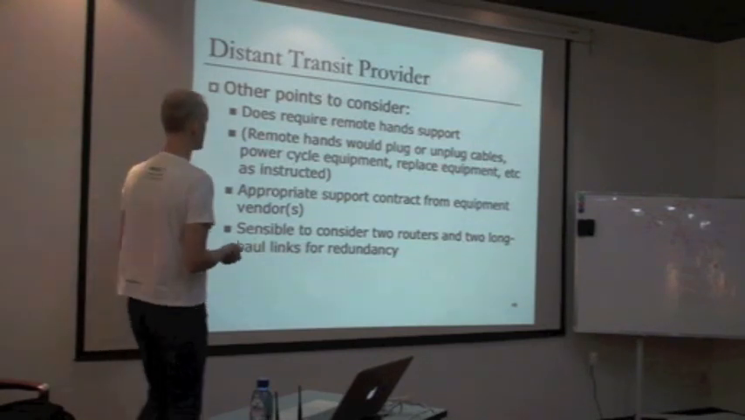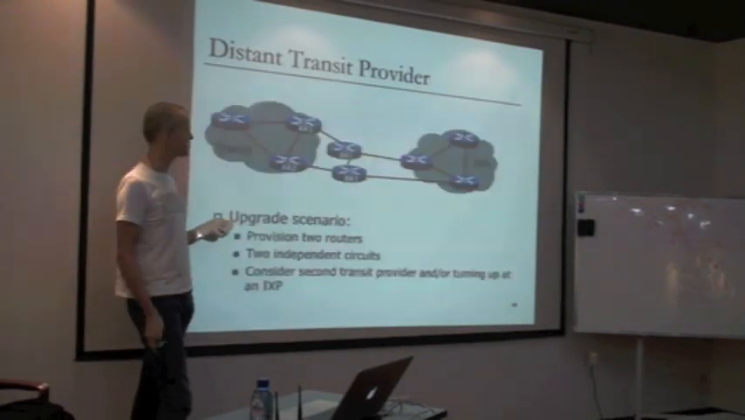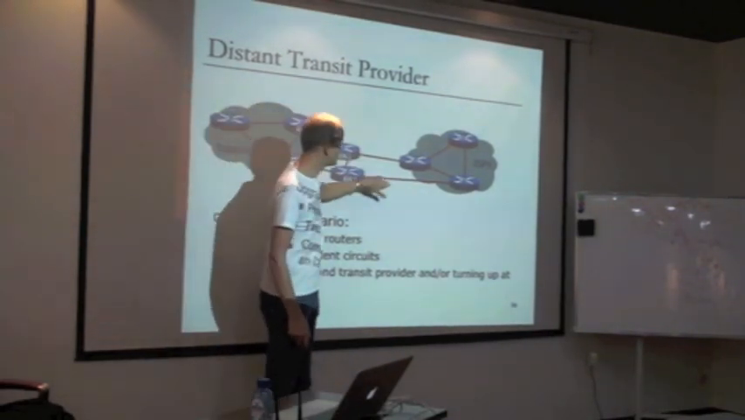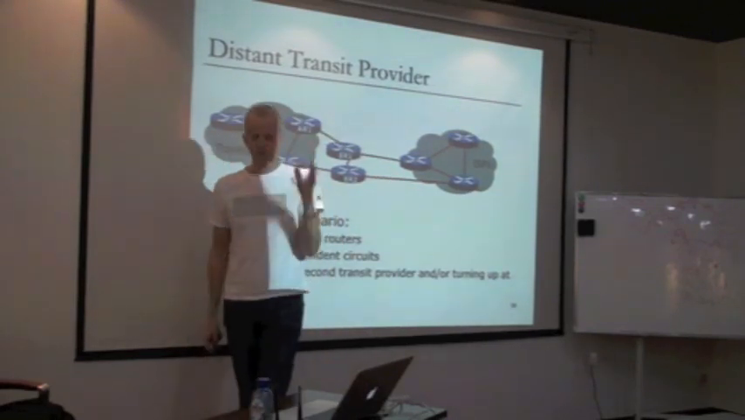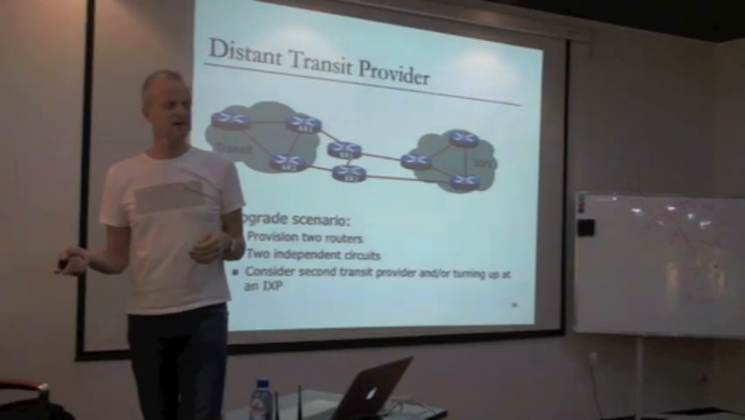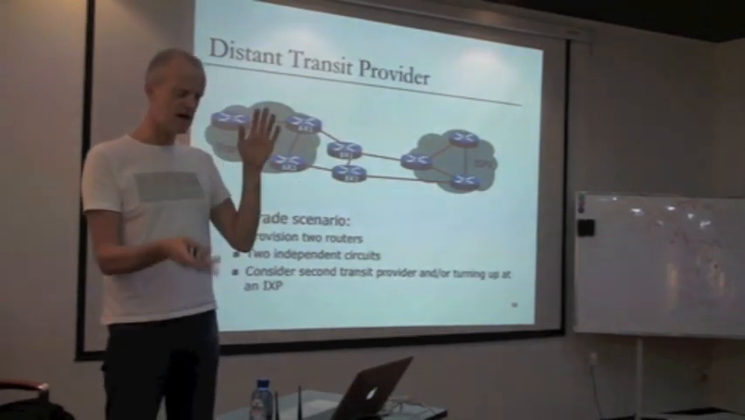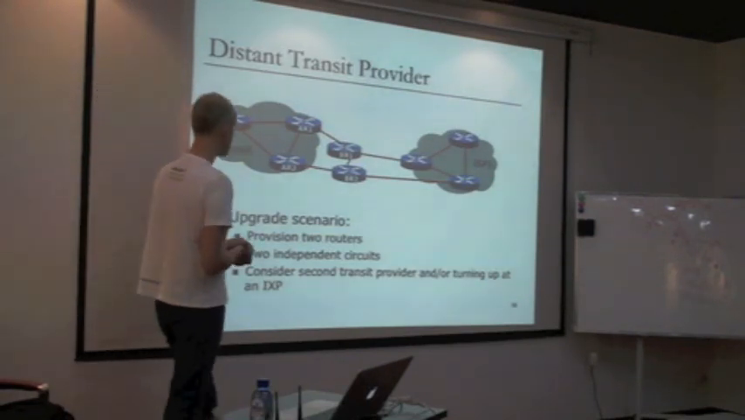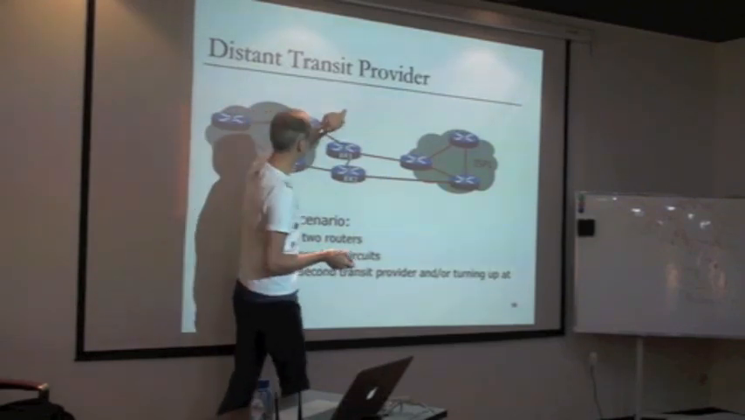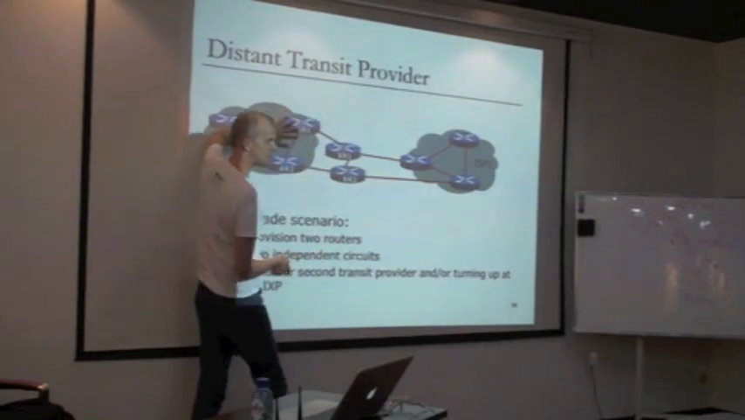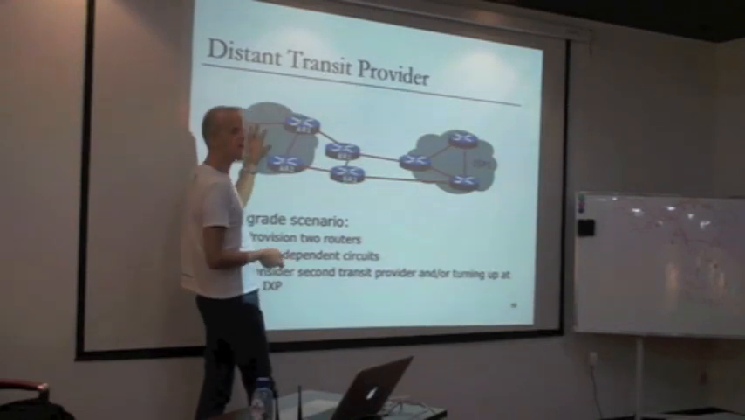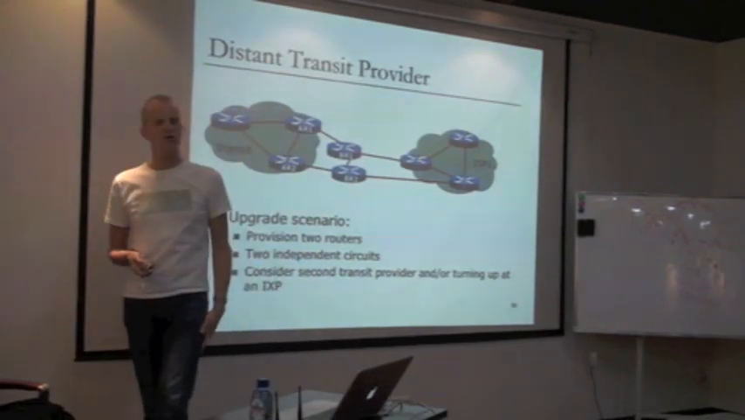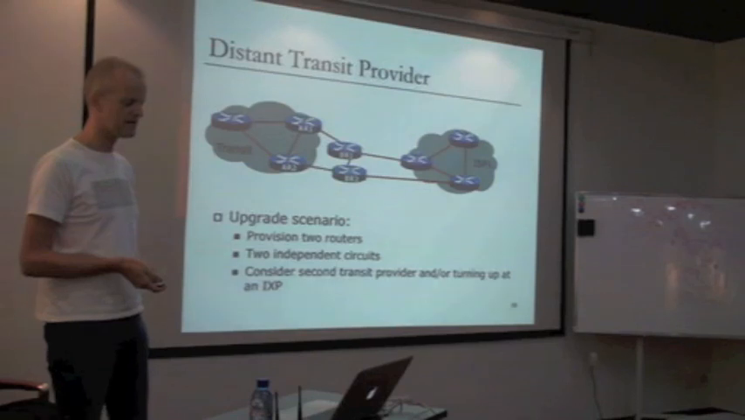It's actually sensible to consider 2 routers and 2 long-haul links. So do something like this, so that the transit provider has 2 routers and 2 links there. Rather than upgrading one link to twice the capacity, get another link of the same capacity, and then you can load balance on the 2 of them. 2 independent circuits, and even consider connecting to an internet exchange point. Yes, you get the transit provider, but most data centers have an IXP as well. So you can connect to the exchange point also and get free peering.